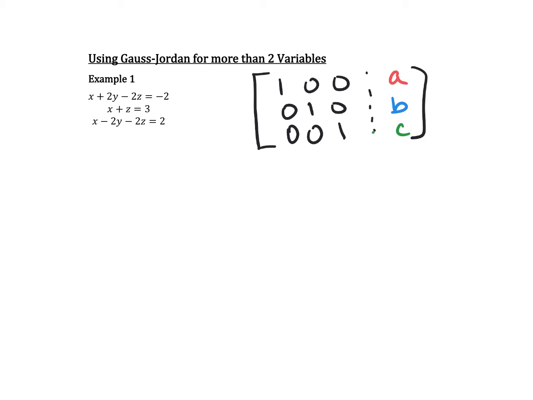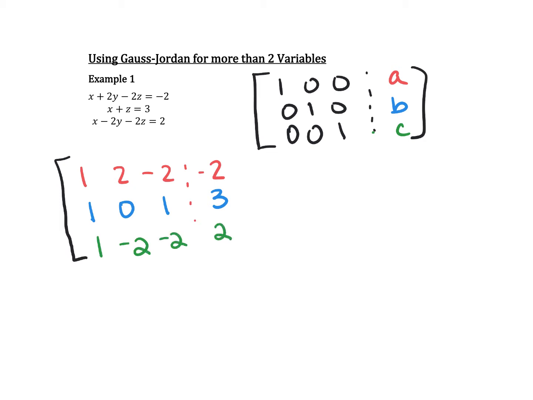This time, we're going to walk through this together, creating our own steps without any given to us. So let's start off by creating the augment first. So the augment here, first row is 1, 2, negative 2, negative 2. Second row is 1. Notice there isn't a y variable, so that's 0, 1, 3. Third row, 1, negative 2, negative 2, 2. All right? So when we walk through this, let's step through this.